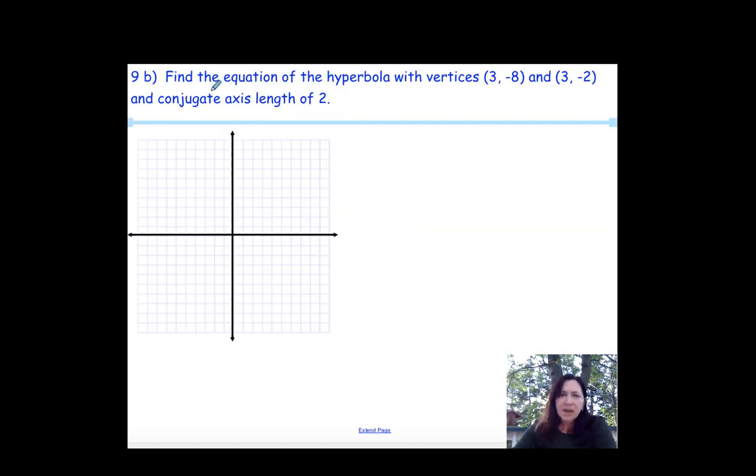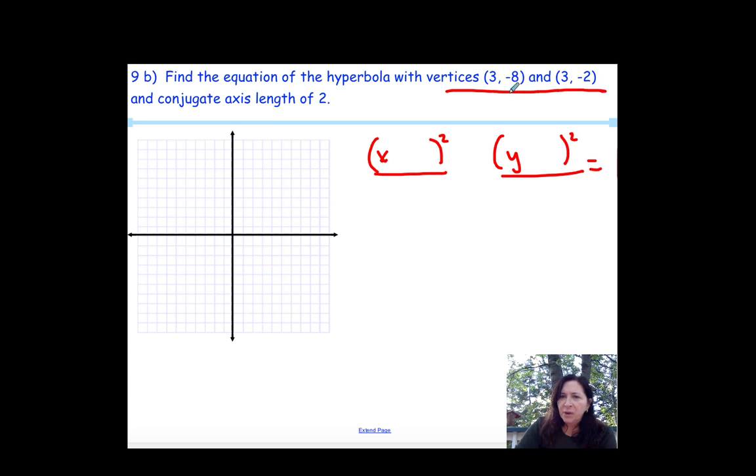This question says, find the equation of the hyperbola. So what that's telling me already is we have an x value squared here, we have a y value squared here, and then we have this equal to 1. And I don't know which one's positive yet. But I do know my vertices are at (3, -2) and (3, -8).